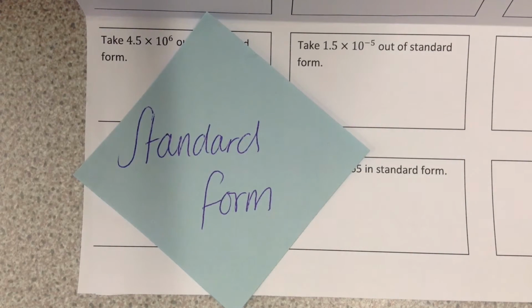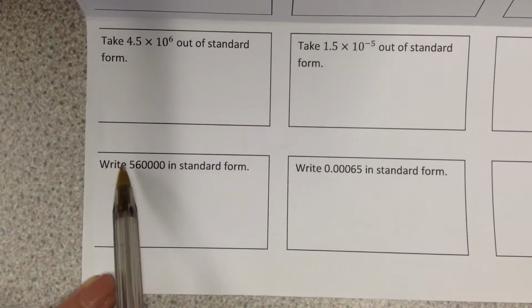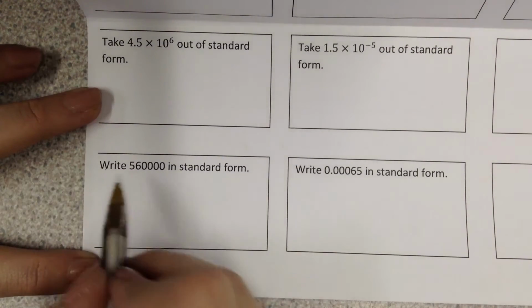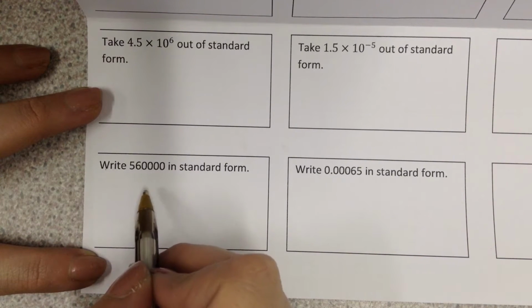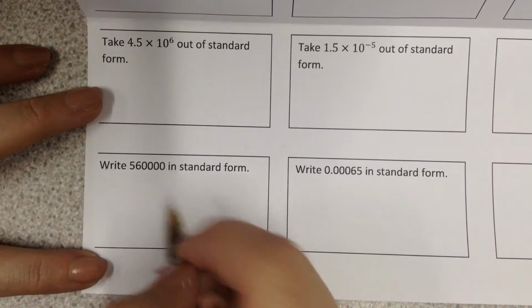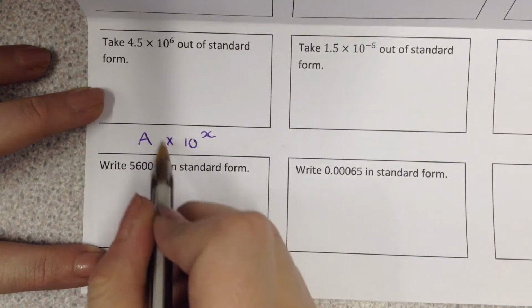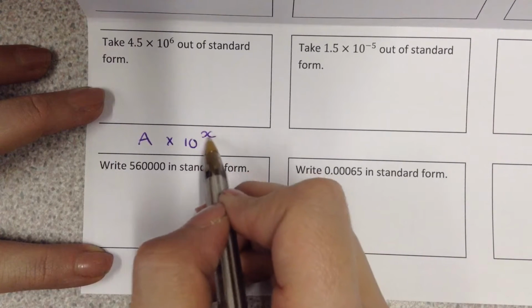Okay, we are looking at standard form. So our first question, we are going to take an ordinary number and we're going to write it in standard form. To start off with, we know standard form has to be a number between 1 and 10 times by 10 to the power of something. It's always a multiply.